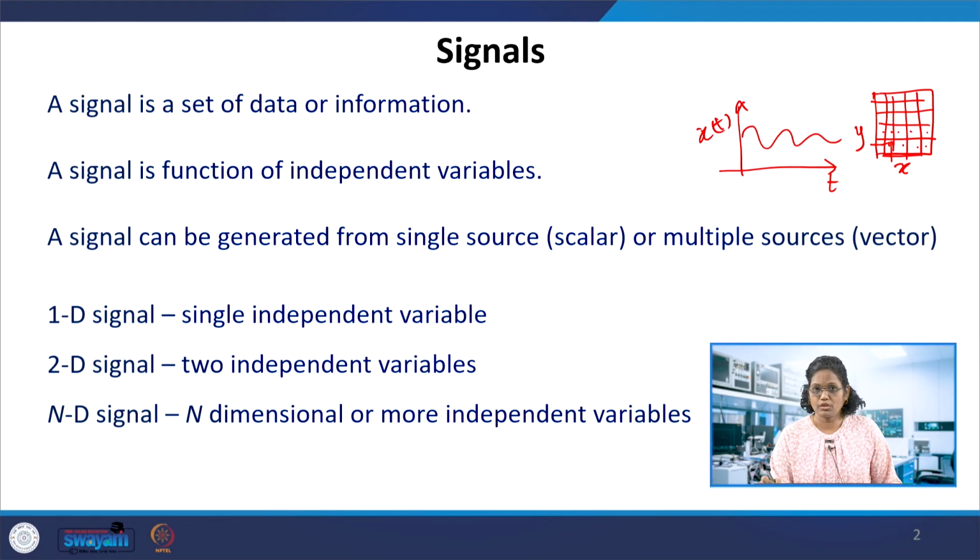The same thing in the video. We have the x and y variation of the amplitude with respect to one frame and then another frame. The image is changing in the video from time to time, so time is a third independent variable added to it, and the video has become a 3D signal. Likewise, signals are classified depending on the independent variables.